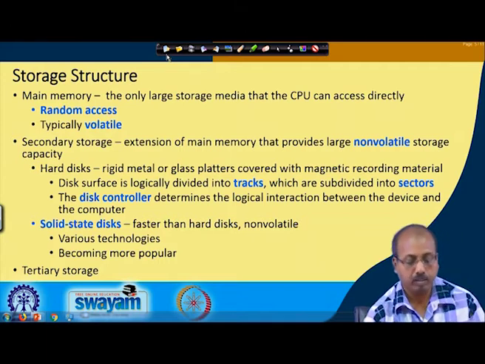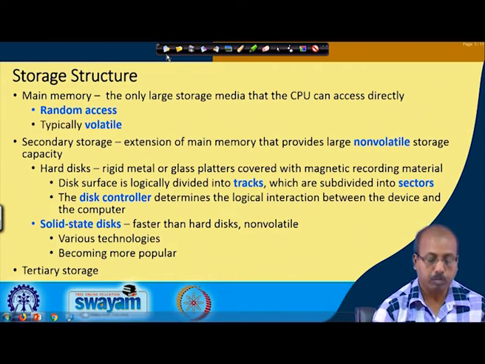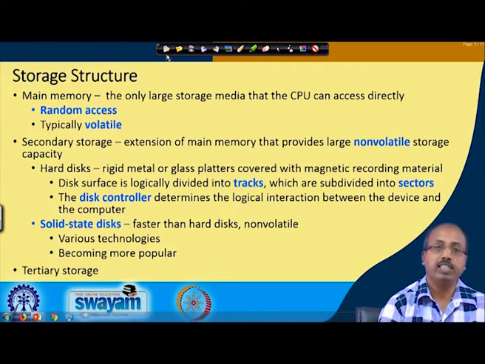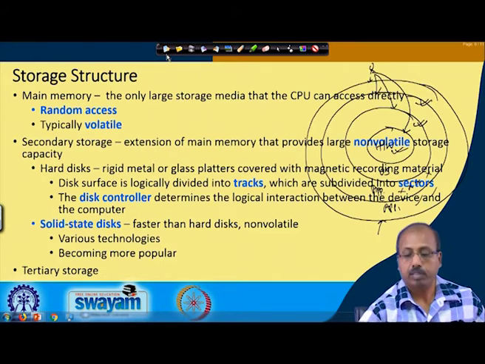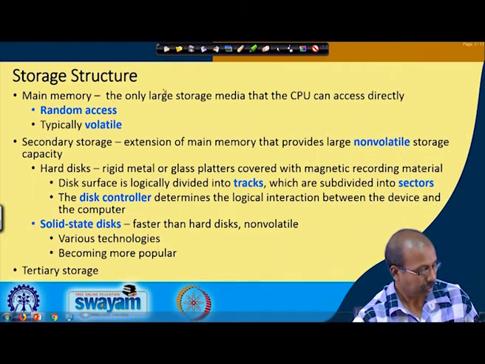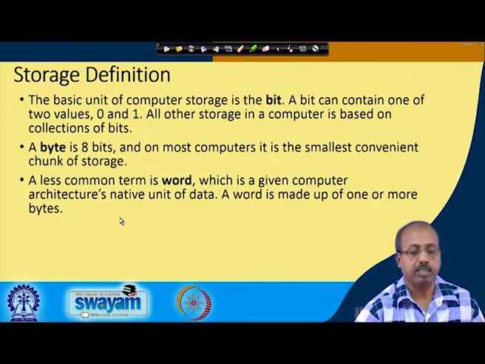There are different technologies that are becoming more popular, like optical disks, and there is also tertiary storage. Here the storage capacity is even larger, but the access time is slow. So, we will be looking into the tertiary storage. Tape drives, magnetic tapes particularly, fall into this tertiary storage category.